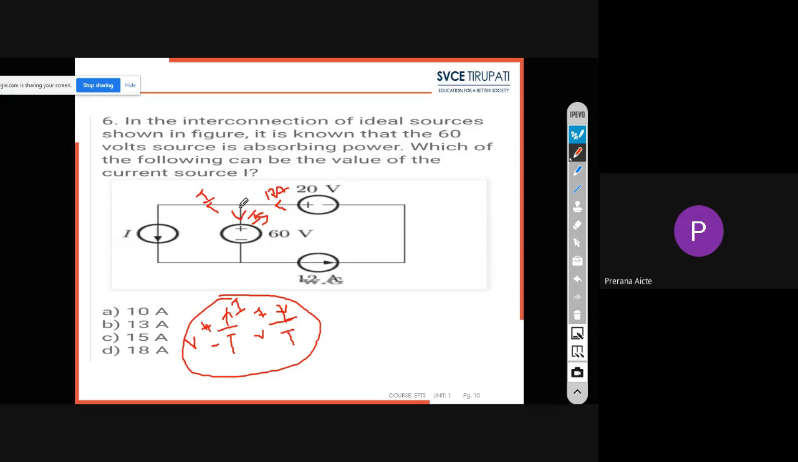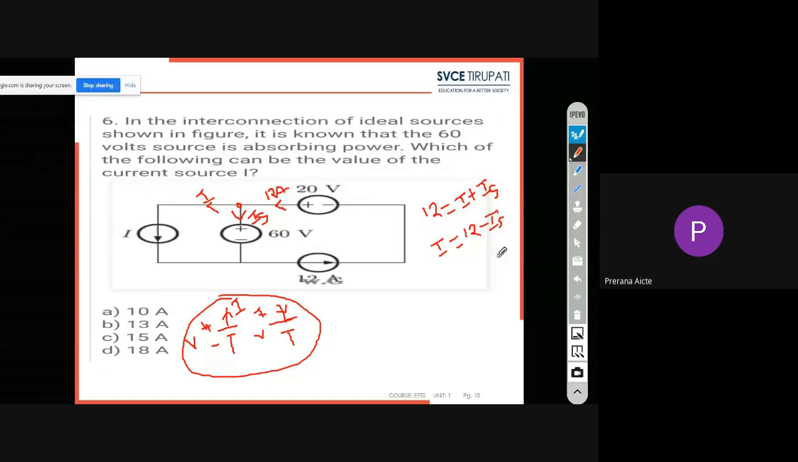So just apply nodal analysis here at this node. What is the node current equation? Sum of entering currents equals sum of leaving currents. So 12 is entering, 12 equals I plus IS. Is it clear? What is I now? I equals 12 minus IS.